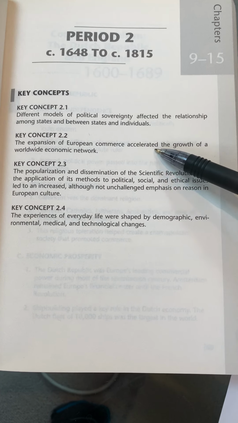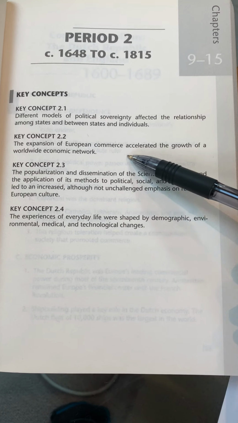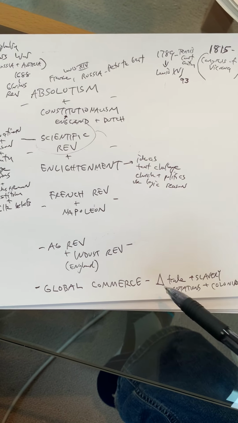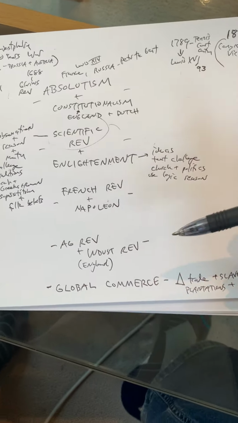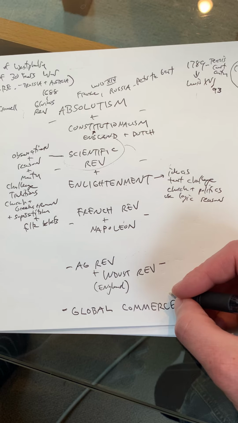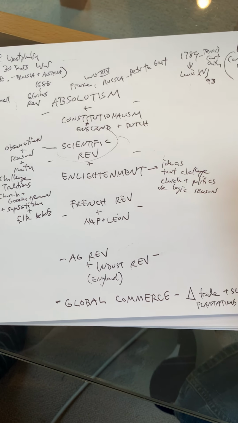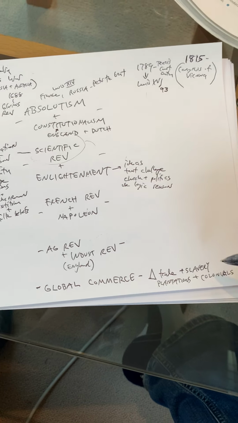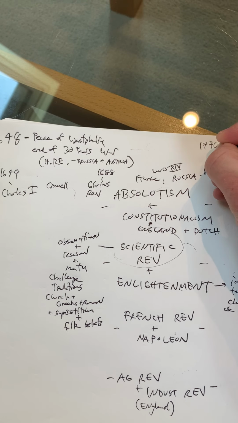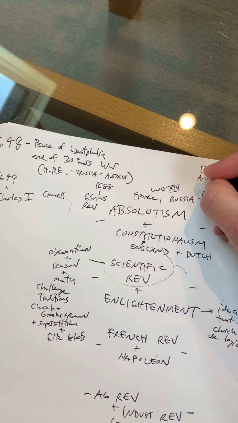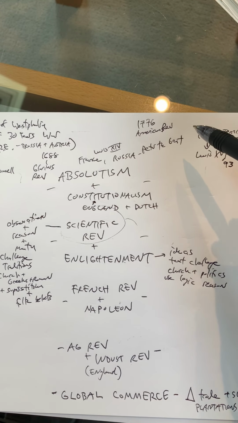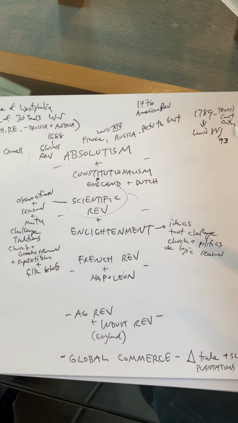The expansion of European commerce accelerated the growth of a worldwide economic network. Think of global commerce, triangle trade, slavery, plantations. One of the wars that's fought during this time is fought between European powers, but completely overseas. That's the Seven Years' War that ends in 1763. Also with these colonies, you have revolts. This is 1776. That's another important date. That's the American Revolution. And so that's the Americans successfully able to break away from British control.